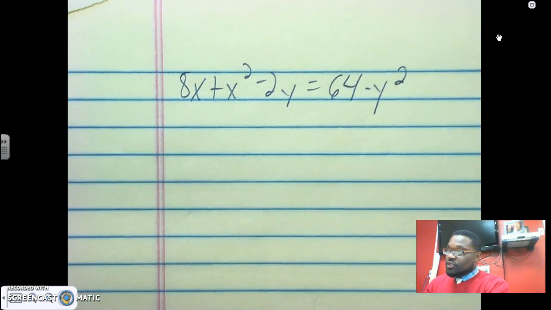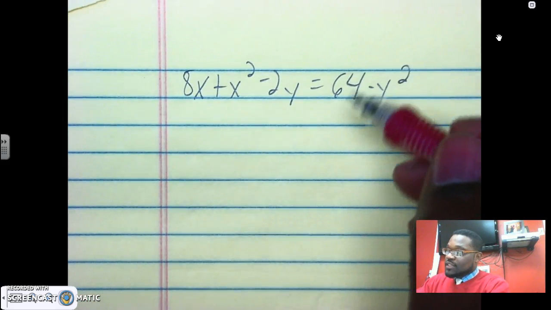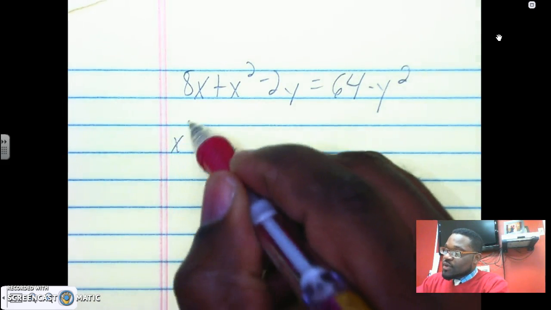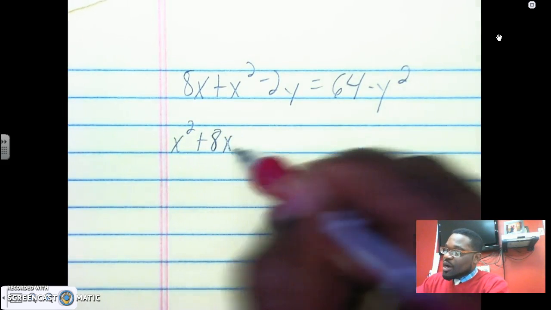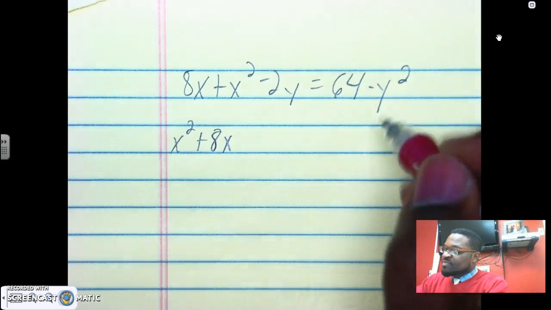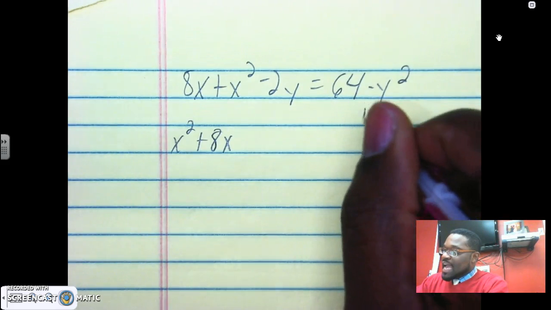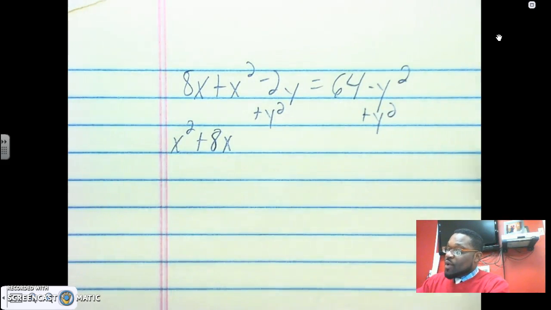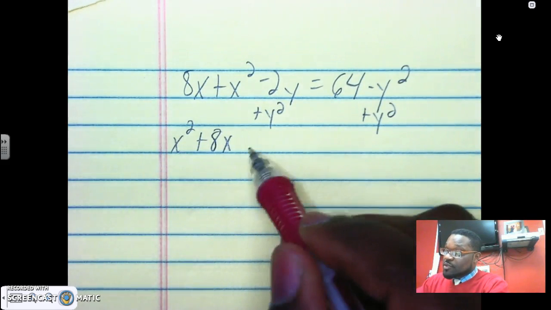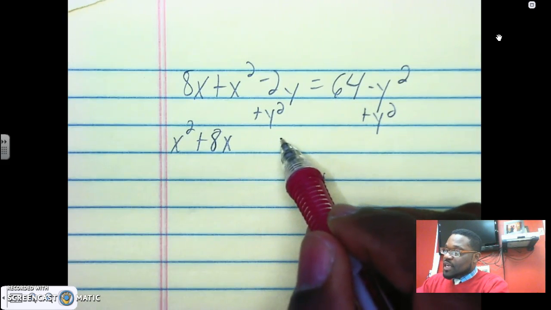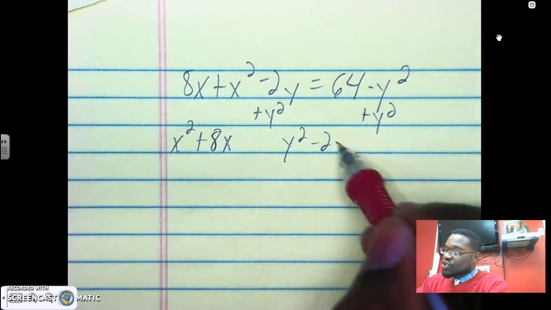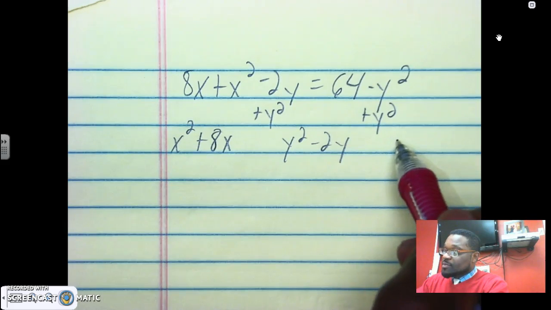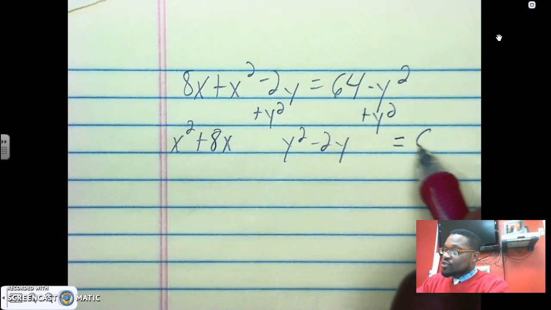So the first thing you want to do is group all your x's and y's together. I'm going to rewrite this as x squared plus 8x in the proper order, and then I need to add y squared to both sides. When I add y squared, I can leave a space there, and I'm going to say y squared minus 2y, and I'm going to leave a space there, and that equals 64.